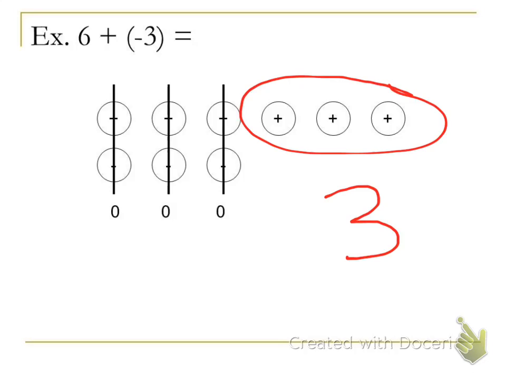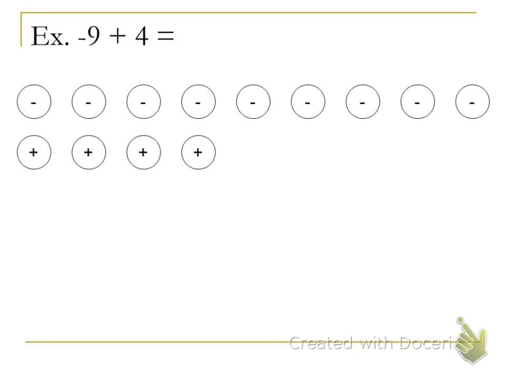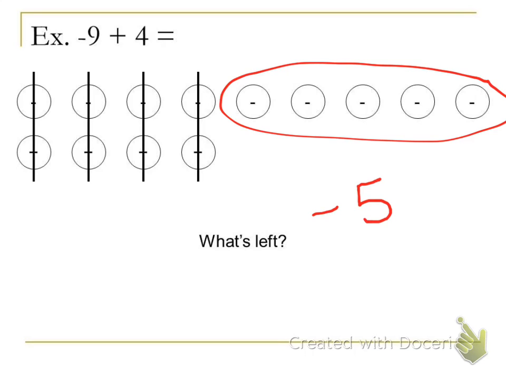So let's look at another one. I have -9 plus 4. So you see that I begin my problem by putting out 9 negatives, and then now I need to add 4 positives. So I put my 4 positives out, and I see that I have 4 pairs of opposite charges. I have 4 pairs of positives and negatives that I can cancel out, and what's left is my answer. So once I cancel out those, I'm left with 5 negatives. The answer to negative 9 plus 4 is negative 5.